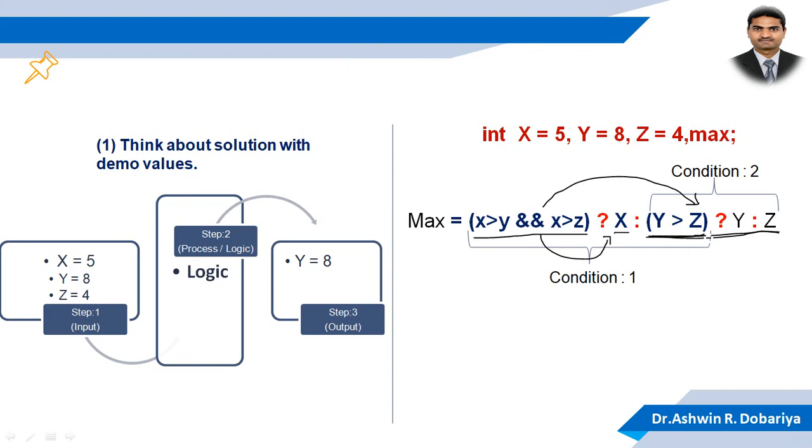One is the condition part. After the question mark, if the condition becomes true, what do you want to do? After the colon symbol, if the condition becomes false, what do you want to do? So in the second condition, if this condition becomes true, then y will be written, or if this condition becomes false, then z will be written. So here the advantage is that the same program that we discussed in our previous video, we can write using a single statement.